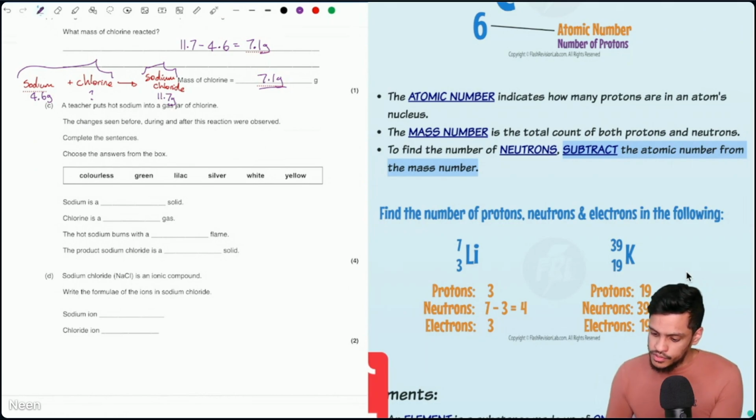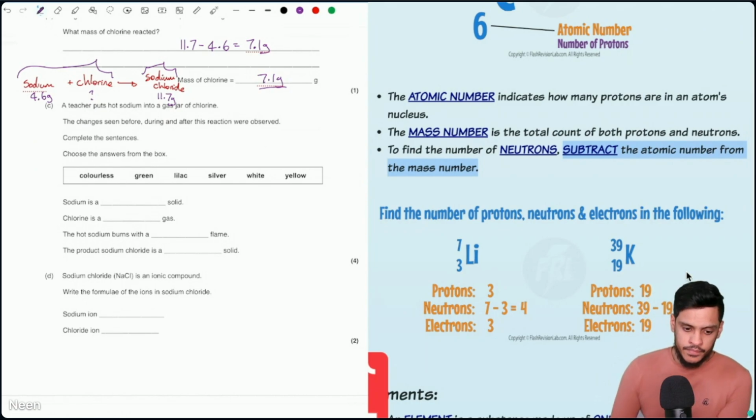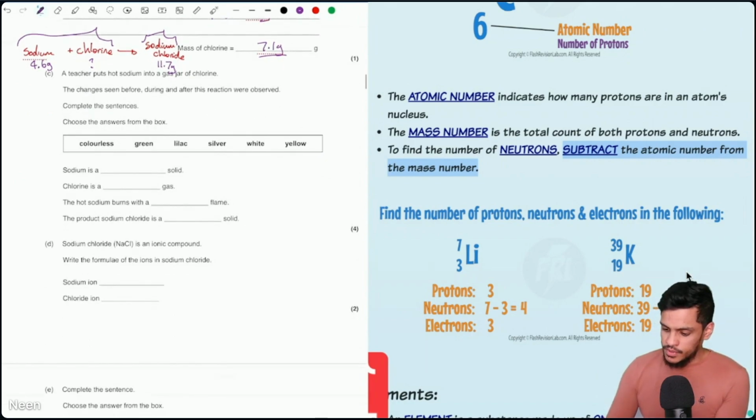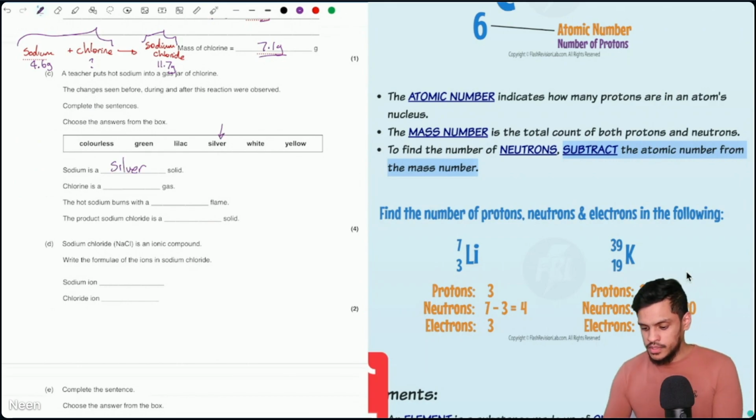A teacher puts hot sodium into a glass jar of chlorine. The changes seen before, during, and after this reaction were observed. Complete the sentences below. Sodium is a what solid? What color is sodium? Sodium's a metal. So usually what color is a metal? That would just be silver, isn't it? So we can just put silver.